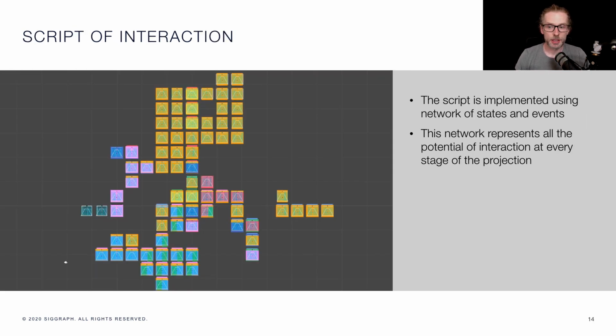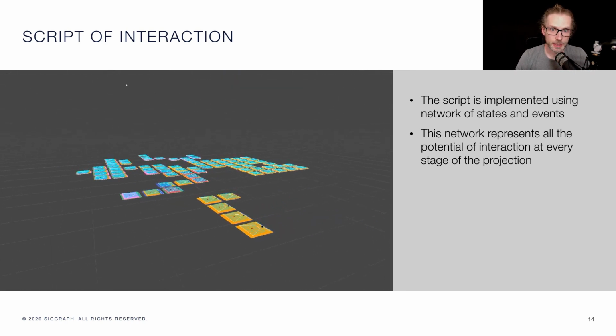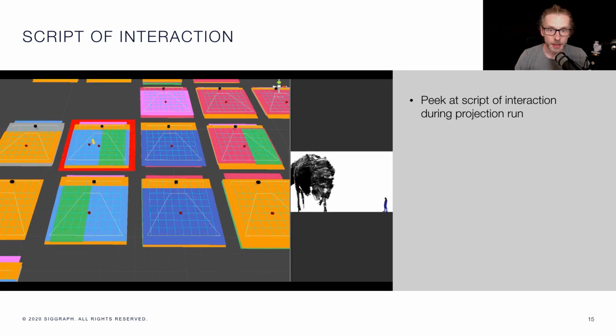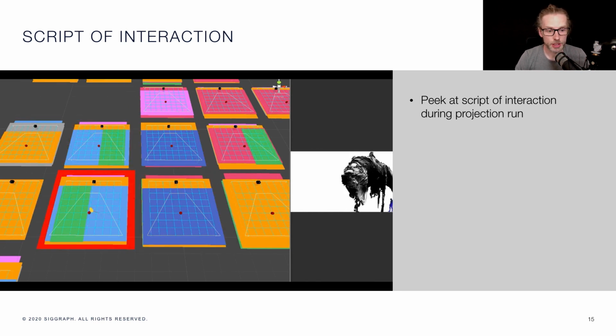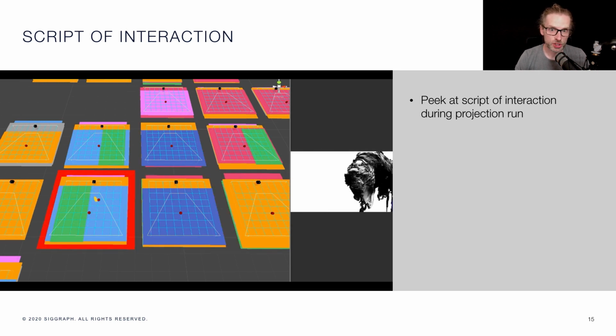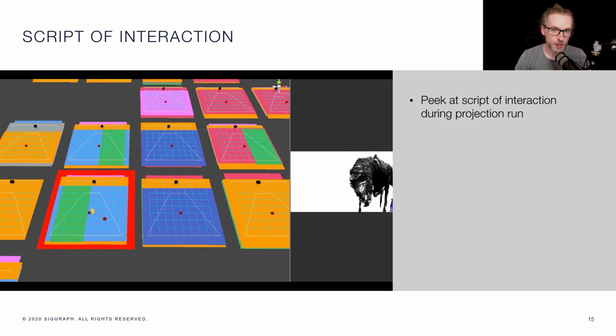The script of interaction is implemented using a network of states and events. This network represents all the potential of interaction at every stage of the projection. And here you can have a peek at the script of interaction during the projection run. As you can see by looking at where the red solid is, the representation of the viewer is traveling across different states and is triggering the events, which in turn drive the visuals and sounds that build the experience.